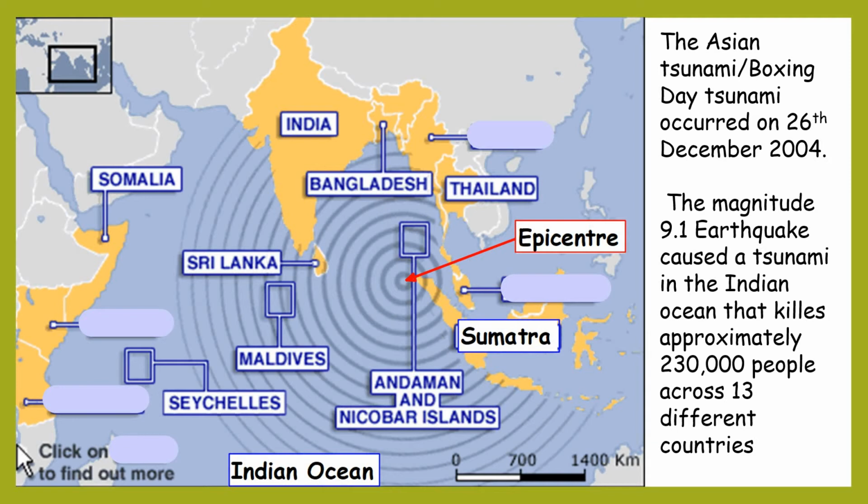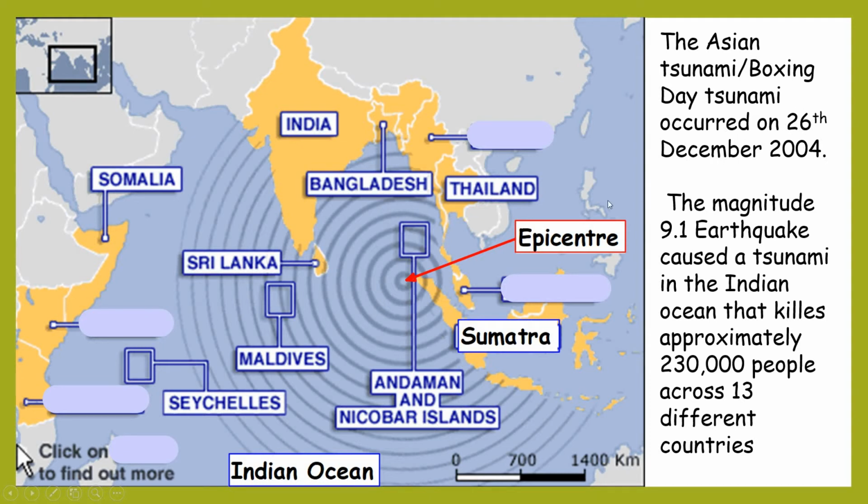Okay, so having looked at Google Earth in a little bit more detail and now got a bit more of a visual understanding of what the tsunami looks like, this is a map showing all the countries that were impacted. So there's your epicenter, the point where the earthquake happened on the plate boundary. And here are the islands and countries that were worst affected. So Sumatra, Thailand, Bangladesh, the Andaman and Nicobar Islands, the Maldives, Sri Lanka, India, Somalia, and the Seychelles here as well. Here are some key facts about the tsunami.